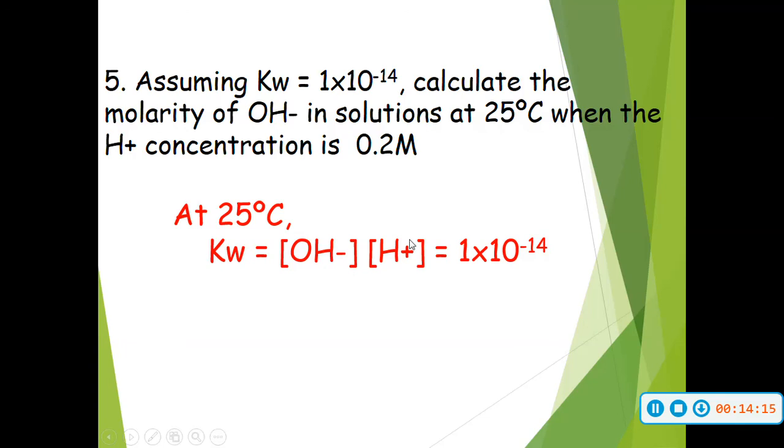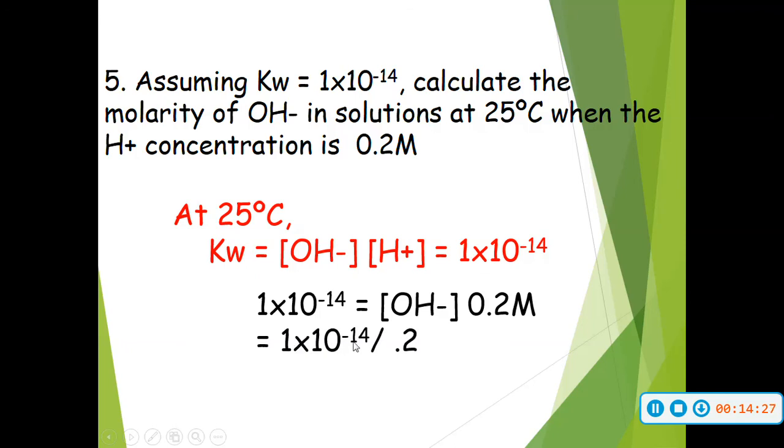So when we plug in everything that we've been given and we rearrange our equation around, we would be dividing by 0.2. So 1 times 10 to the negative 14 divided by 0.2, and you guys should have gotten 5 times 10 to the negative 14 molar. And also one last thing, the 25 degrees is just there to distract you and throw you off. Hopefully it didn't. The only thing you really needed is your hydrogen ion concentration, what your unknown was, and then that little hint of which equation to use.